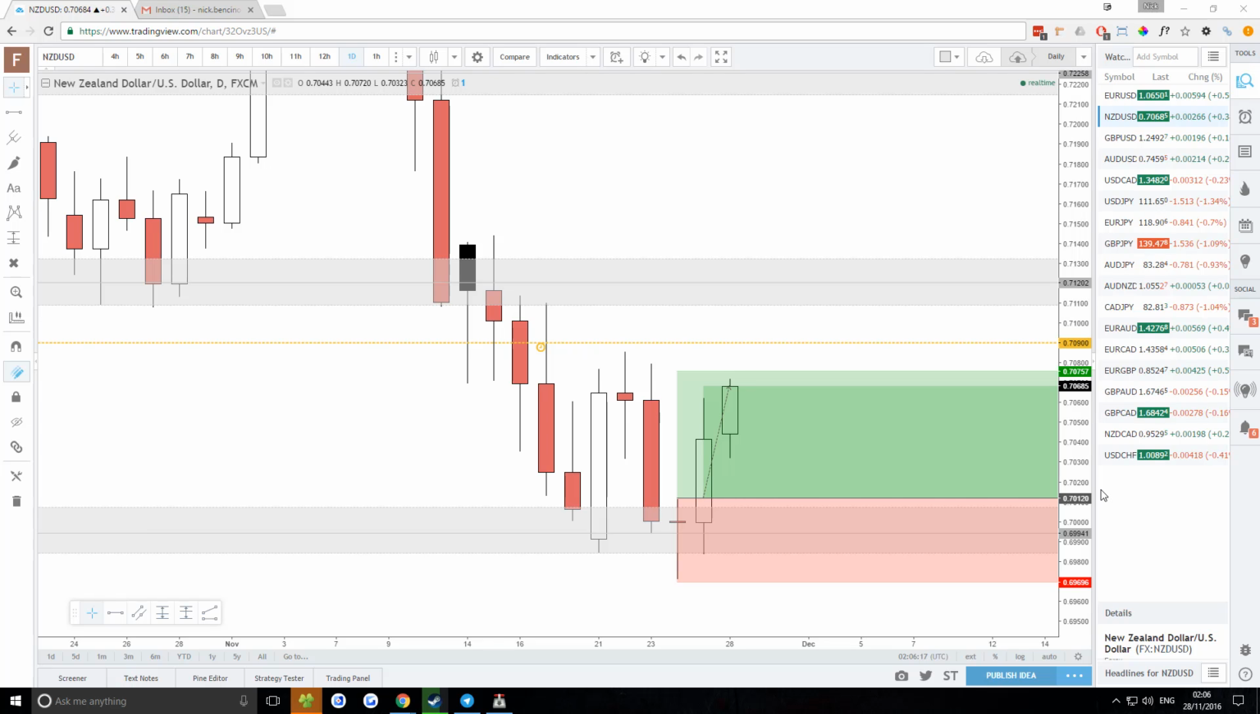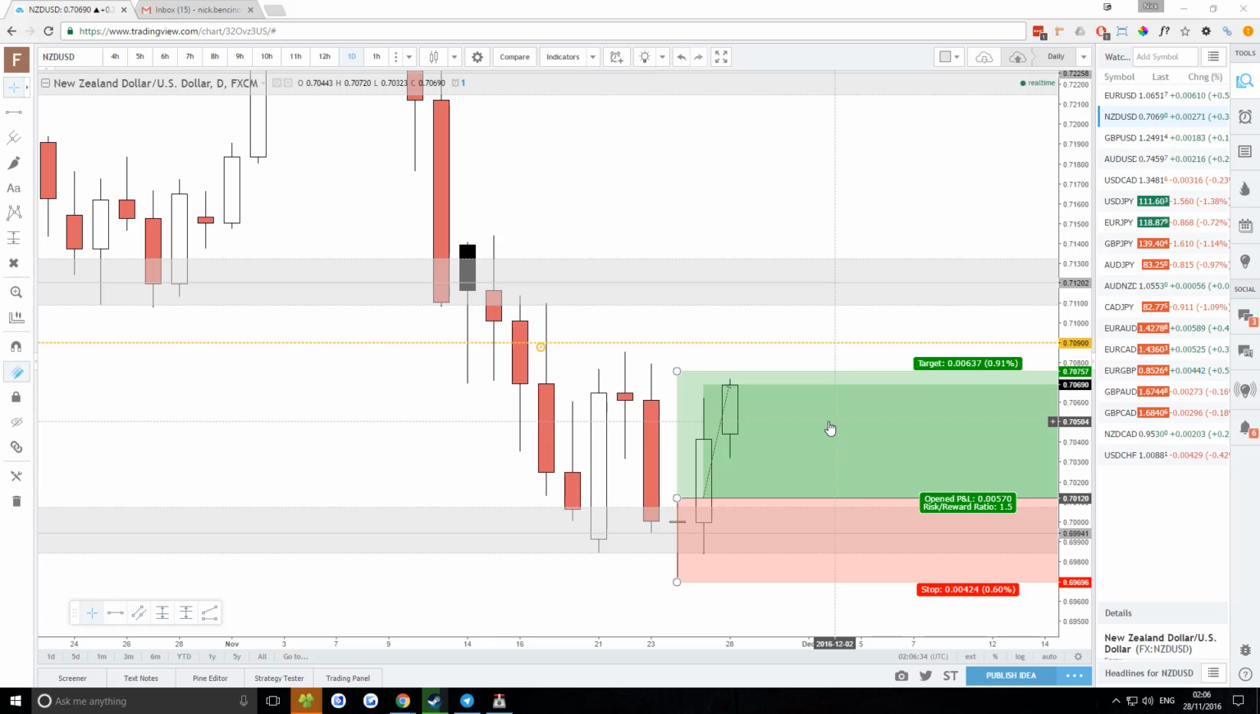I only did my previous update about 10-15 minutes ago, but as you can now see, price has broken above Friday's high, and pretty much as soon as it broke above it, it stalled for a little bit, came back down, and then it started pushing up. And now it's fast approaching that 1.5 risk reward ratio, that minimum target I have.